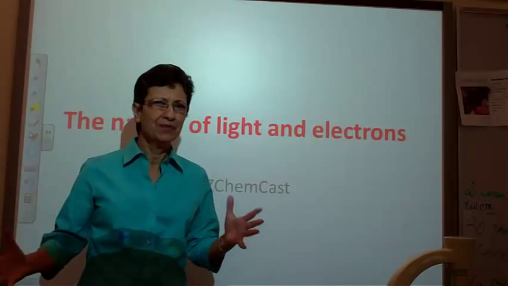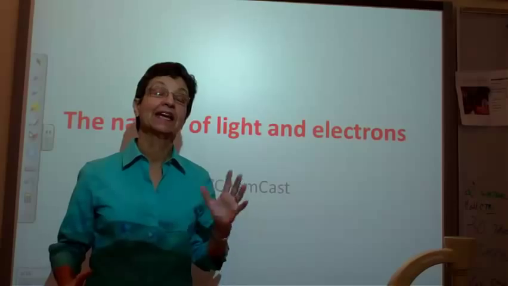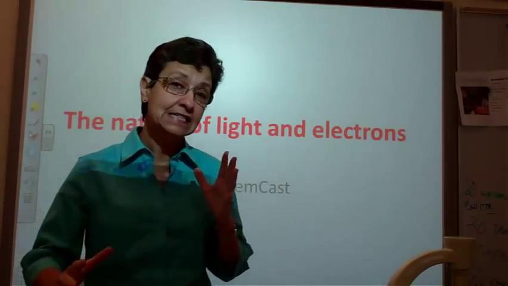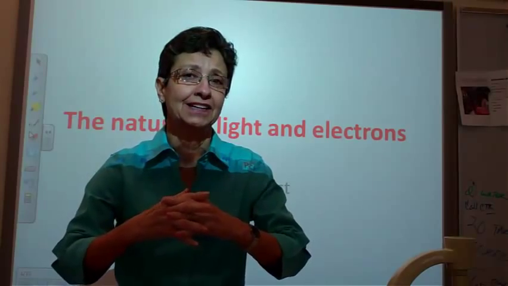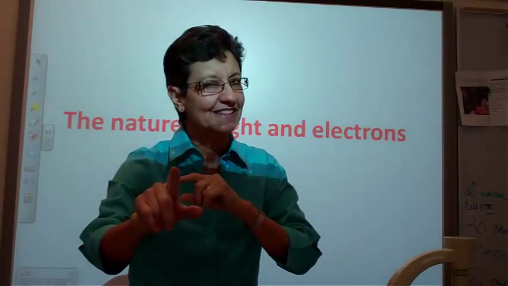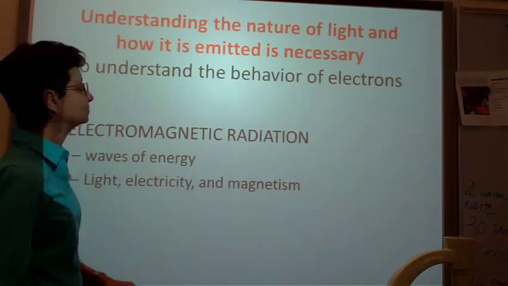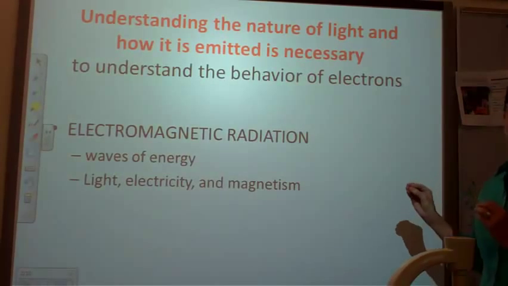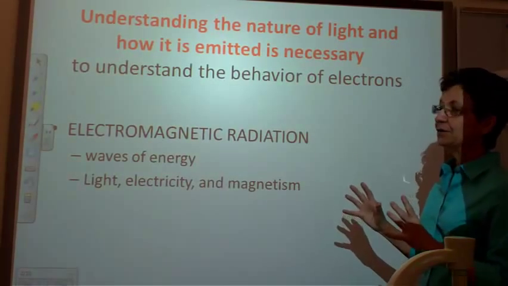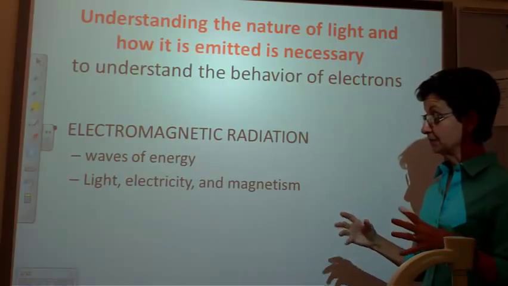And why are we going to talk about light? We've been talking about electrons. Well, it turns out that light and electrons are very much related. So let's talk about light. All right. In order to understand the behavior of electrons, we have to know a little bit about light.